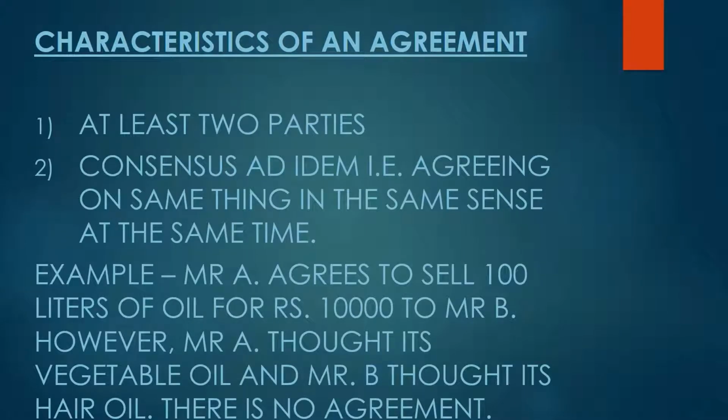Now take an example. Mr. A agrees to sell 100 liters of oil for 10,000 rupees to Mr. B. However, Mr. A thought it's vegetable oil that he is supposed to sell, while Mr. B thought it's the hair oil which he is going to buy. So here there is no meeting of minds. Both of them thought differently. So there is no agreement. They did not agree on the same thing in the same sense. Okay.